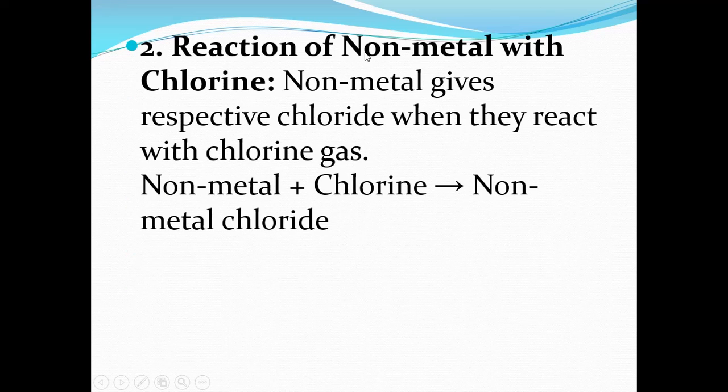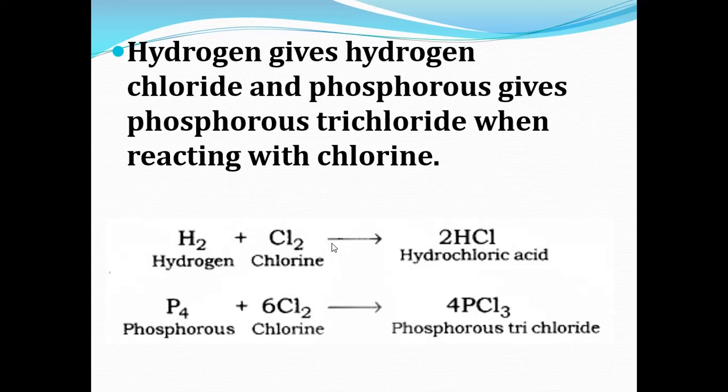Now reaction of non-metals with chlorine. First we have seen the reaction of non-metals with oxygen. Here, reaction of non-metals with chlorine. When non-metals react with chlorine gas, they form their respective chlorides. Non-metal plus chlorine gives non-metal chloride.